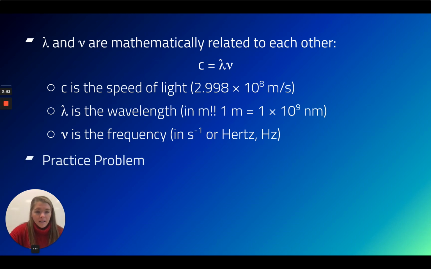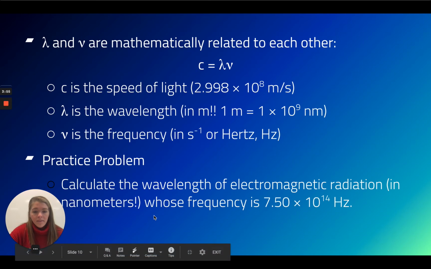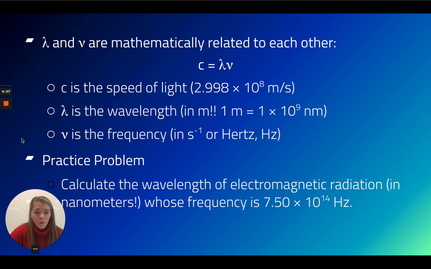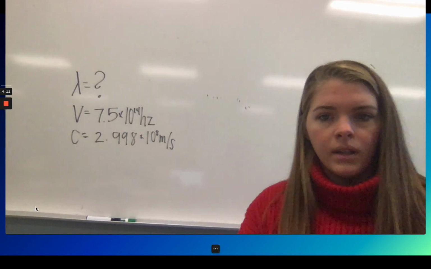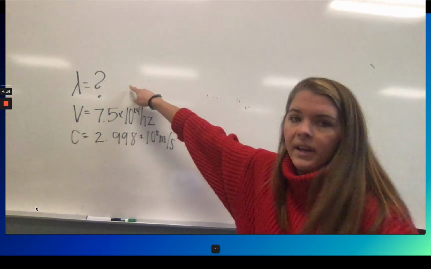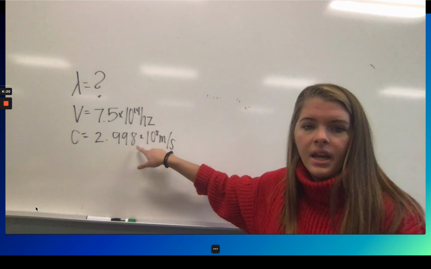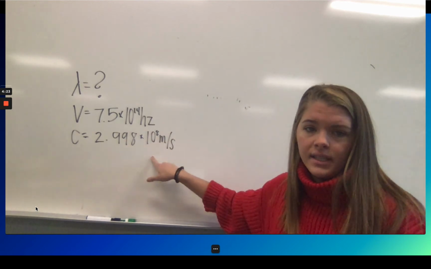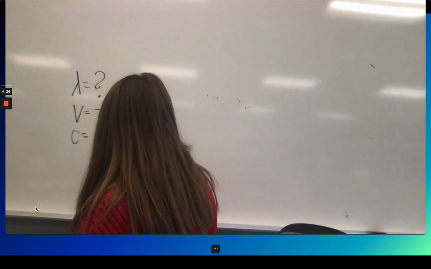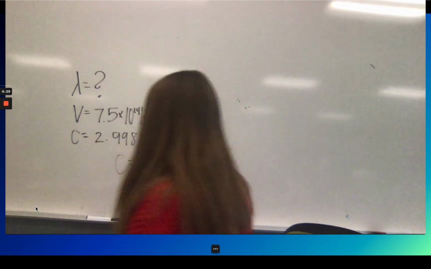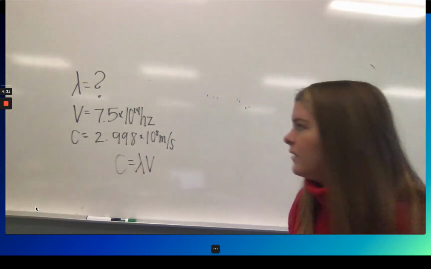So we're going to do a quick practice problem together. We're going to be calculating the wavelength of the electromagnetic radiation in nanometers, whose frequency is 7.5 times 10 to the 14th hertz. Just like we've always done with our practice problems, we're always going to write down what we were given first. Let me pause my video real quick and write this on our board. So I just wrote down what we were given. We're looking for wavelength, so it's unknown. We were given that frequency is 7.5 times 10 to the 14th hertz, and that the speed of light c equals 2.998 times 10 to the 8th. Remember, the formula we're using is speed of light equals wavelength times frequency. So all we're going to do is plug our values in.